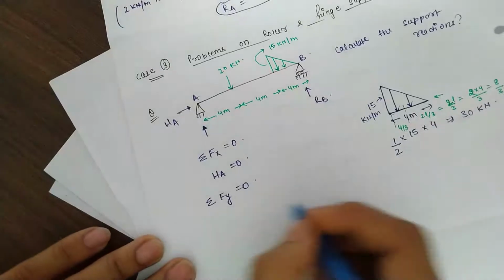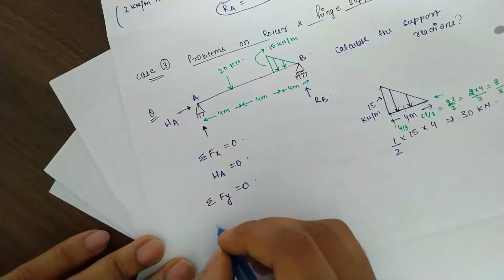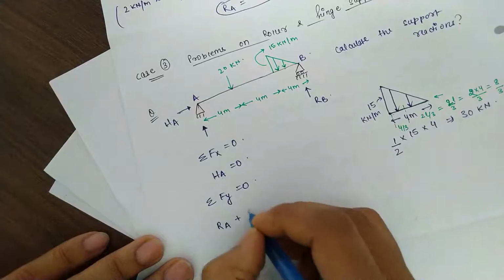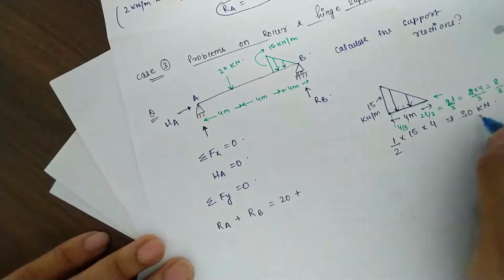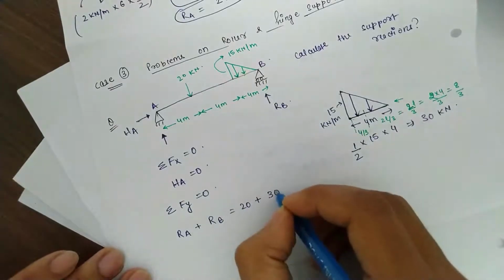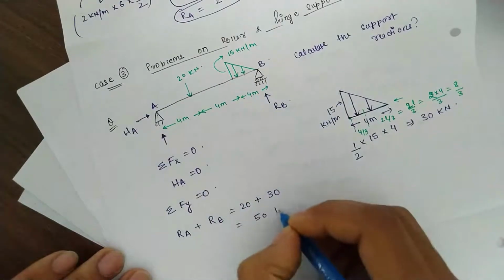Applying Fy equal to 0 here, that means Ra plus Rb will be 20 plus the load here, which is 30 kilonewton, equal to 50 kilonewton.